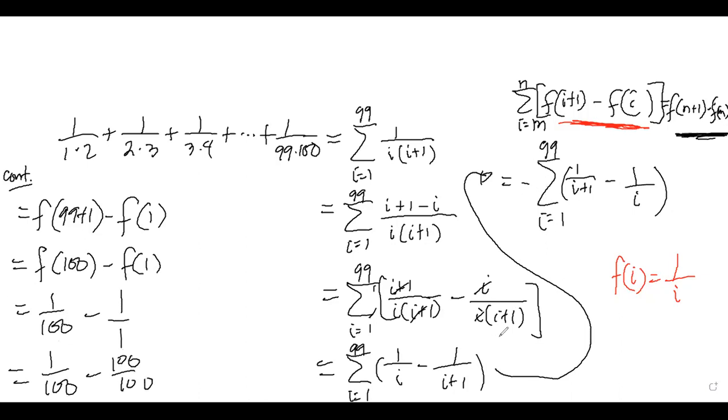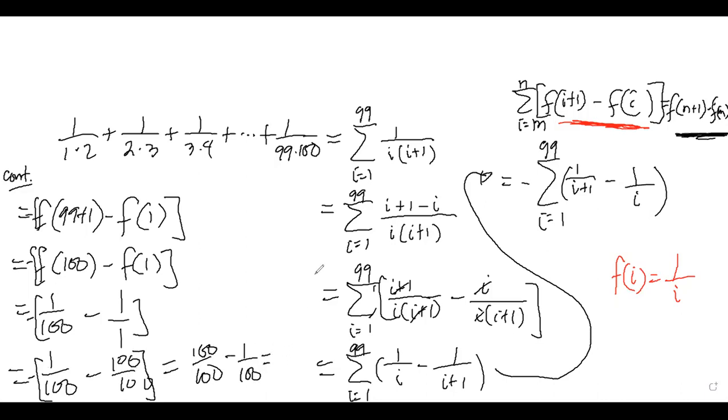Oh, by the way, we forgot the negative. It should have a negative here, and here, and also here. So it will be 100 over 100 positive, this time a negative, 1 over 100. Or simply it will be 99 over 100 positive. So that's the answer to a problem like this.